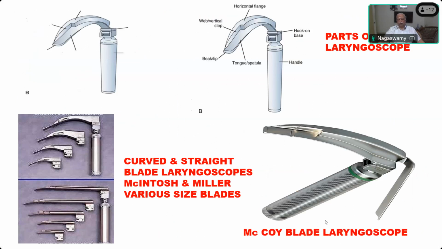Do you know the name of the Indian version of this McCoy blade? This is the original imported version, McCoy blade laryngoscope. One Indian company is making a similar model where the tip alone can be bent by pressing a lever, and they have given an Indian name for that. That's called Tripti. In Tamil and Sanskrit, Tripti means satisfaction. So they have given the name Tripti for the Indian version of McCoy blade.